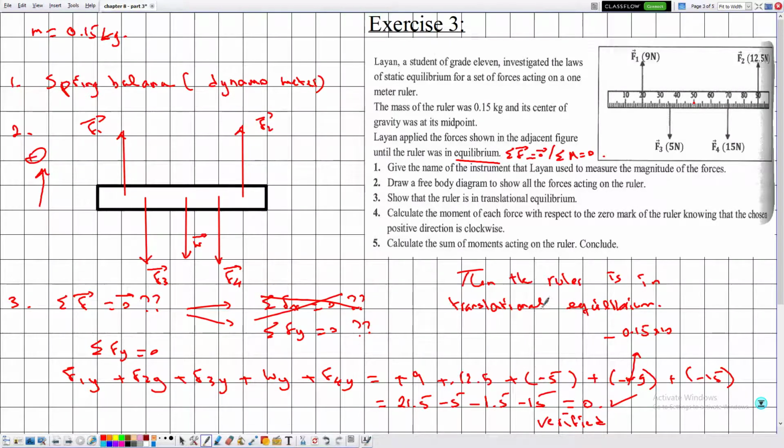Okay, so this is it for number 3. Now in number 4 they are telling me to calculate the moment of each force with respect to the 0 mark of the ruler, knowing that the chosen positive direction is clockwise. So let me erase everything.